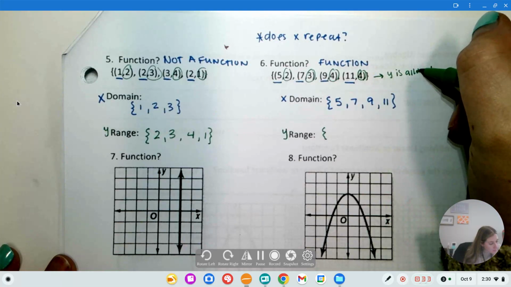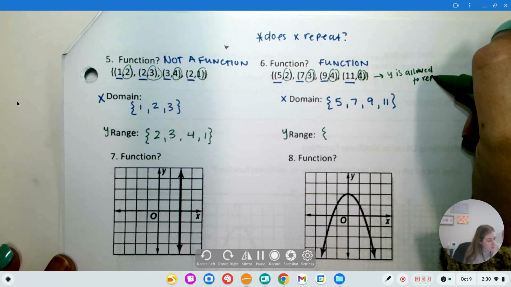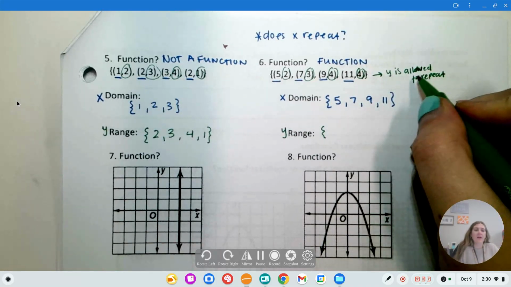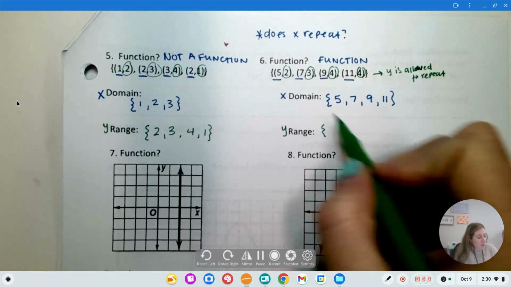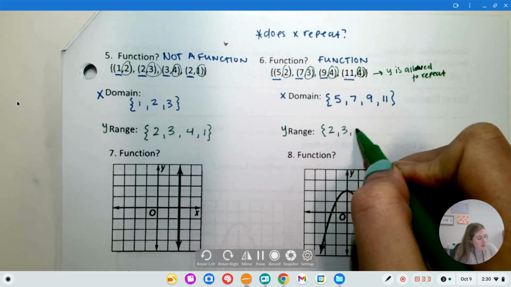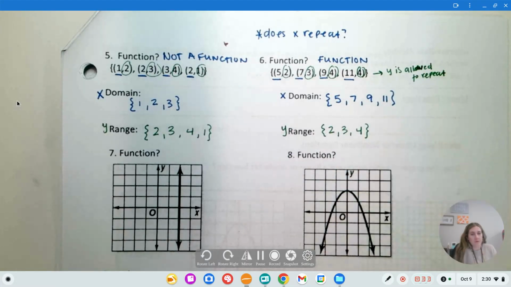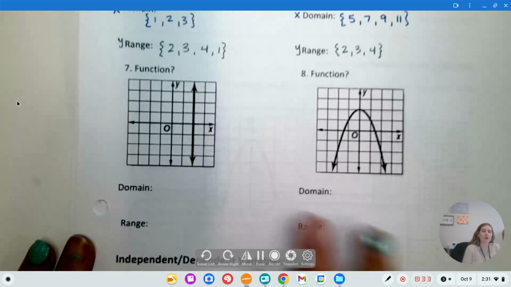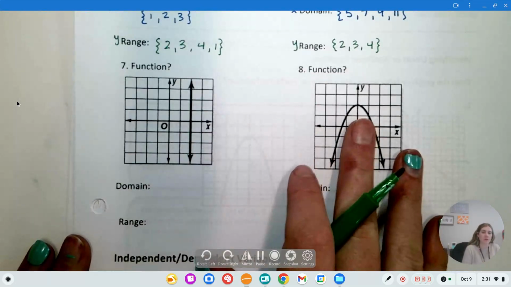Sorry, that got kind of jumbled up. Y is allowed to repeat. So when I write the range 2, 3, 4, I don't have to write 4 twice. The only thing I care about in functions is does the x repeat? So x's go for ordered pairs, maps, and tables. These 2 are graphs, so we're going to do that vertical line test.